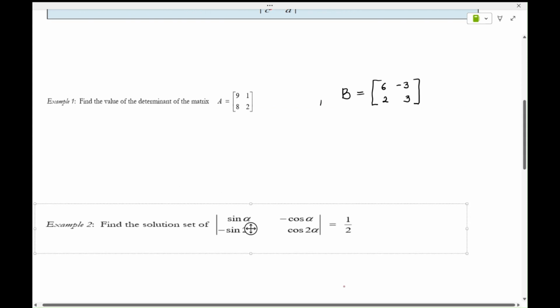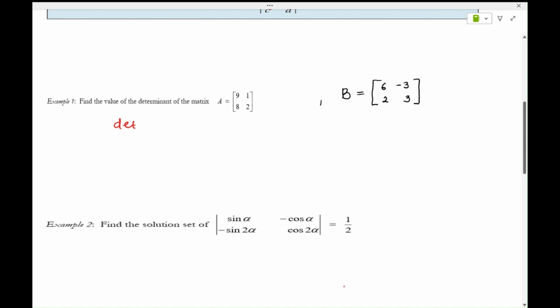So for example, if you want to find the determinant, the det of A is just going to be 9 multiplied by 2, then subtract 8 times 1. So what is this? This is just going to be 18 minus 8, which is just 10. So the determinant is 10.